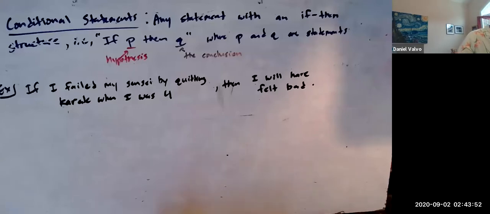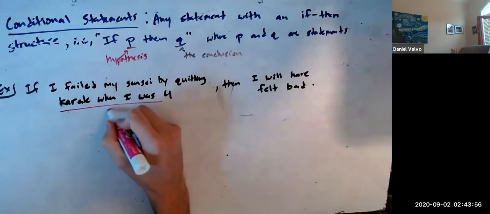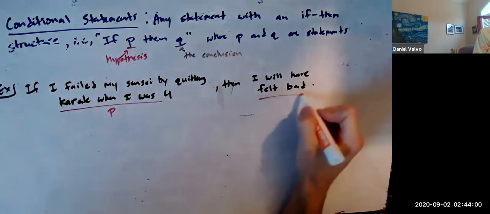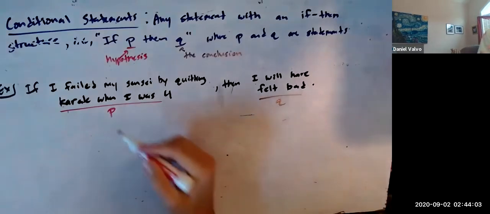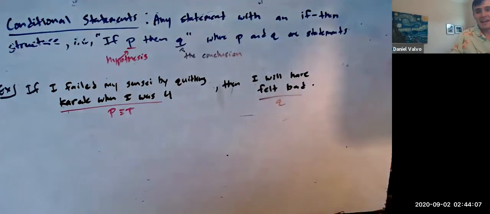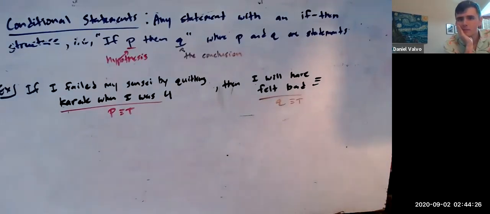And so this is going to be our hypothesis P right here, and this is the conclusion Q. And I can tell you, I did quit karate, and I did feel kind of bad about it. My sensei was nice. He didn't interfere with baseball. But the point is, this is an if-then statement. And based on everything I told you, is this statement true or false? True, right. It is totally true because I did quit karate when I was 4 and I did feel bad about it.